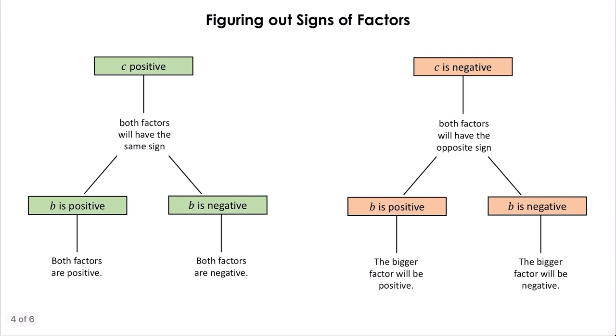When we work on our factors, we also need to figure out the signs. The signs of c and b are going to determine the signs of our factors. If c is positive, both our factors will have the same sign. So we either have two positive numbers or two negative numbers. If b is positive, both our factors will be positive. If b is negative, both our factors will be negative. If c is negative, our factors will have opposite signs. So we'll have a positive and a negative factor, or a negative and a positive factor. If b is positive, we're going to go to our list and make the bigger factor positive. If b is negative, we're going to make the bigger factor negative.